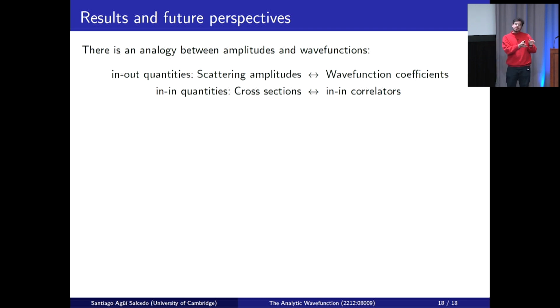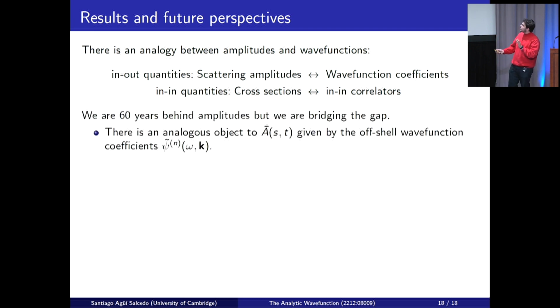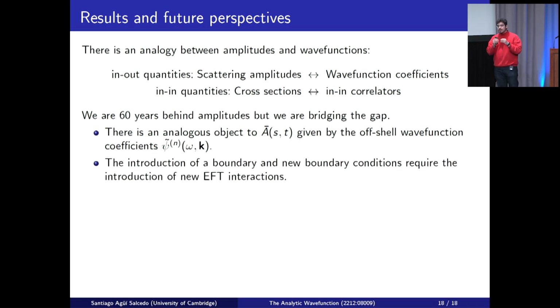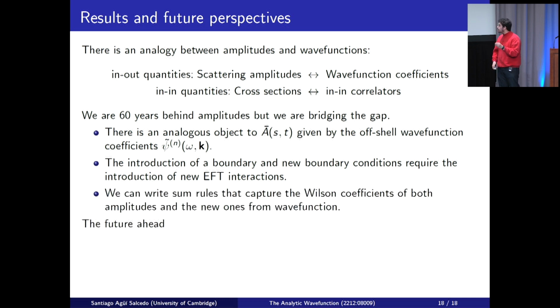So overall, we are 60 years behind the people from amplitudes, but we are quite confident that there is an analogy between what people did in the 1960s and what we're doing today. In particular, we are trying to translate everything looking at scattering amplitudes and wave function coefficients. And we have been able to bridge the gap, knowing where to add new points and when to reduce them, and in particular, what kind of interactions we need to add to account for the same phenomena in amplitudes and in cosmology.